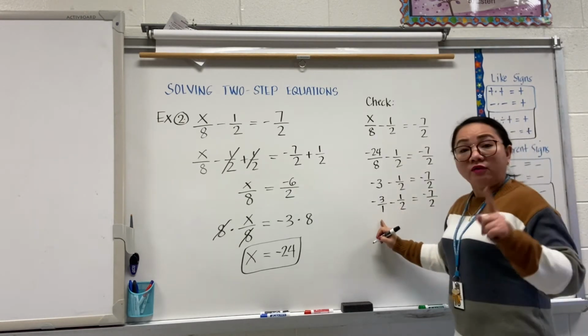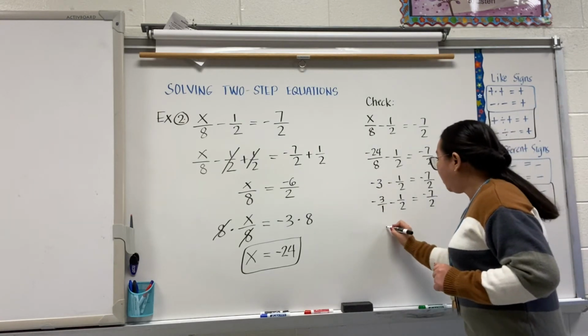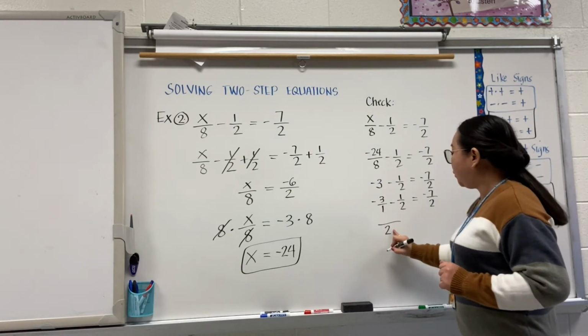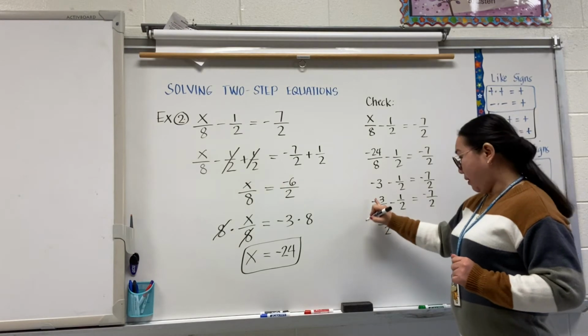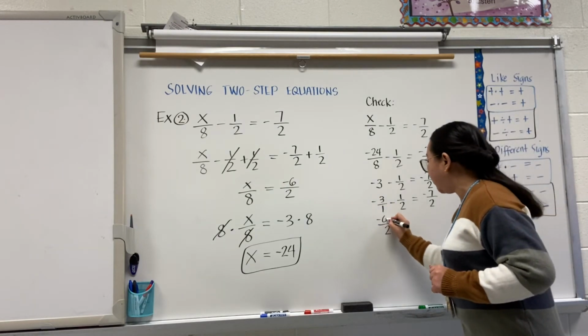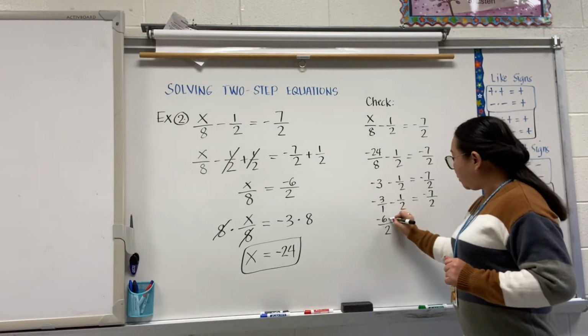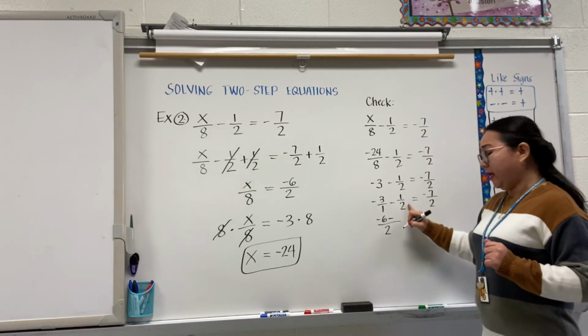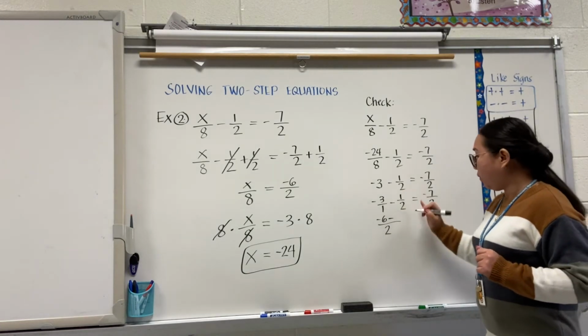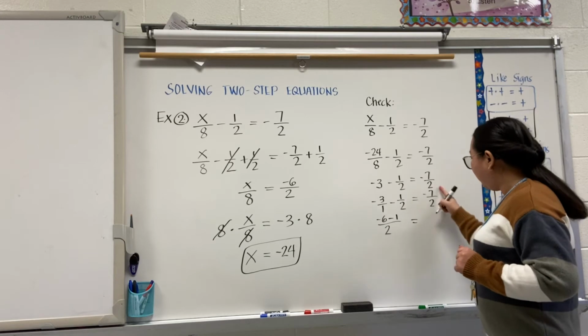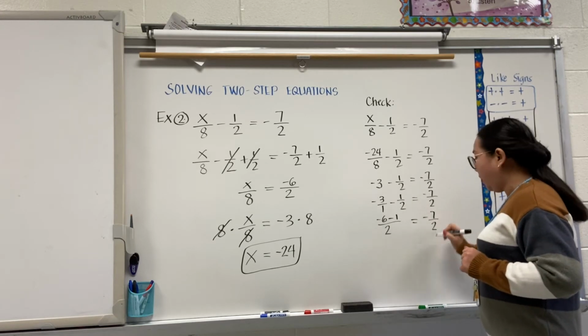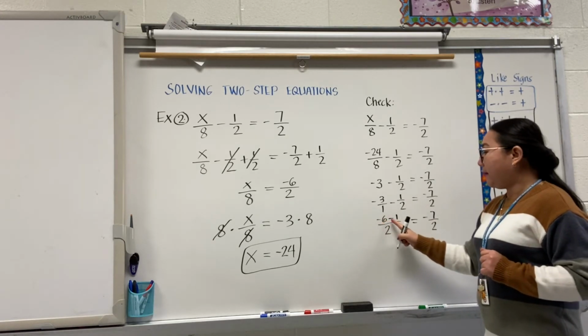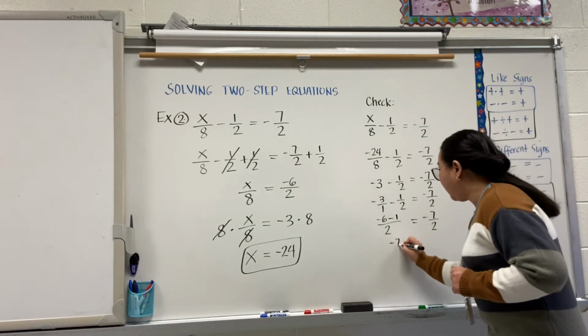So 2 and 1, find the LCD. So the common denominator is 2. 2 divided by 1 is 2, times negative 3 is negative 6. And then subtract. 2 divided by 2 is 1, times 1 is 1. And then write negative 7 over 2 here. So negative 6 minus 1 will give you negative 7.